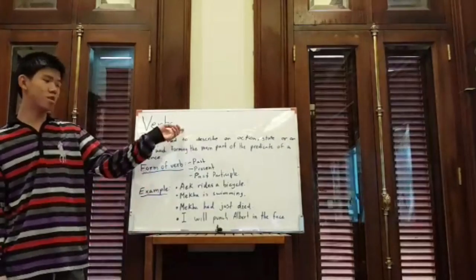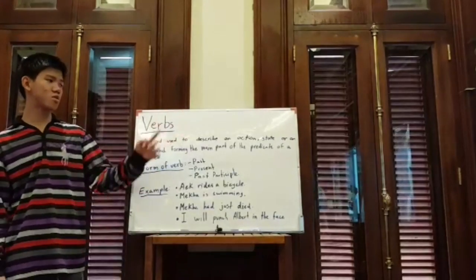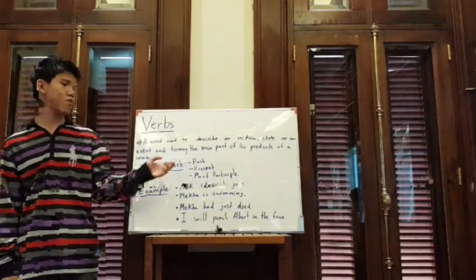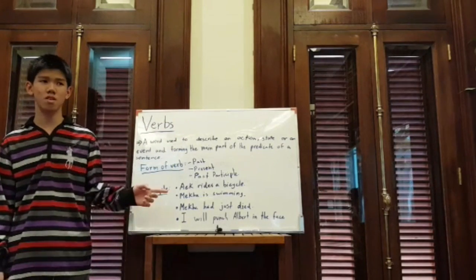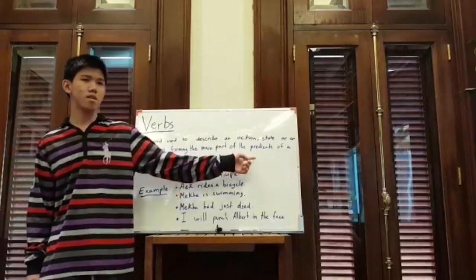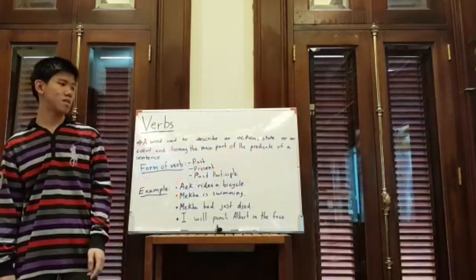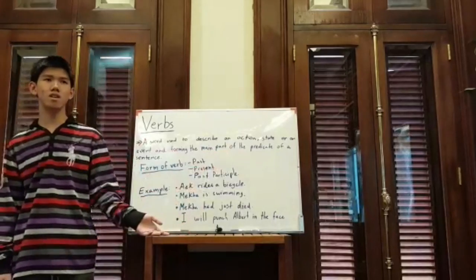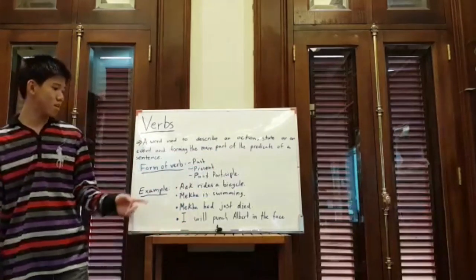So, a verb is a word used to describe an action, state, or an event and forming the sentence predicate. A predicate is a word or phrases that describe the subject, like what the subject is doing.